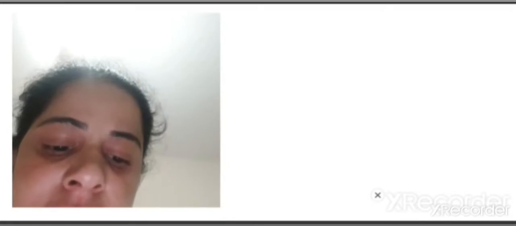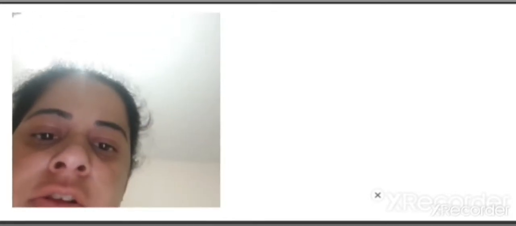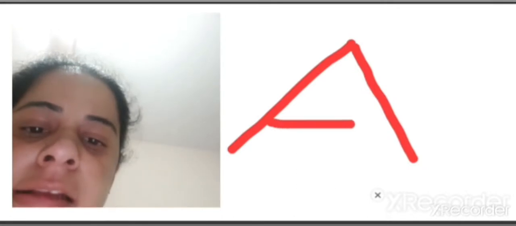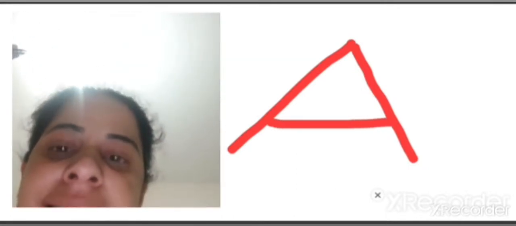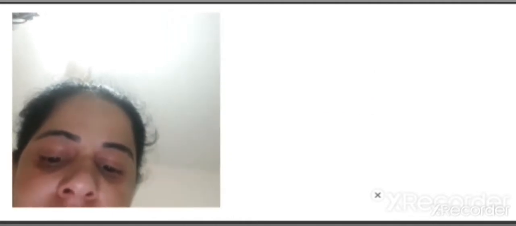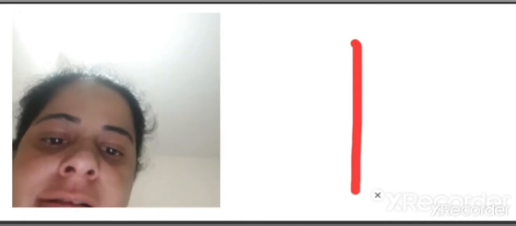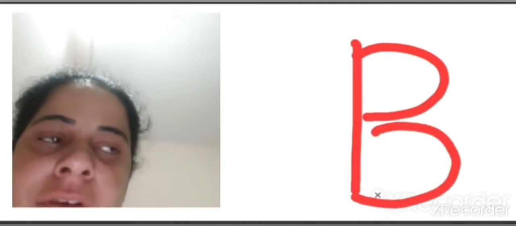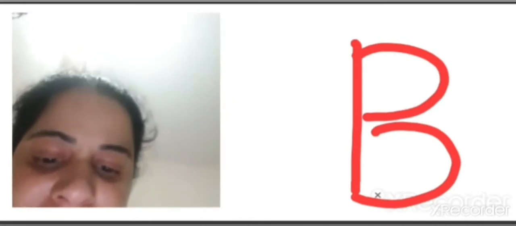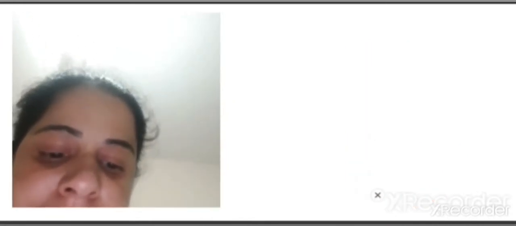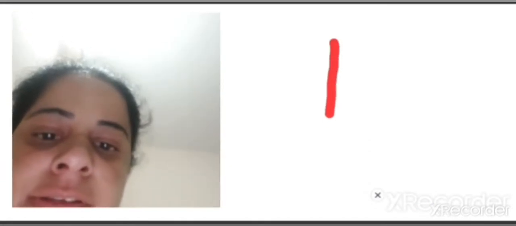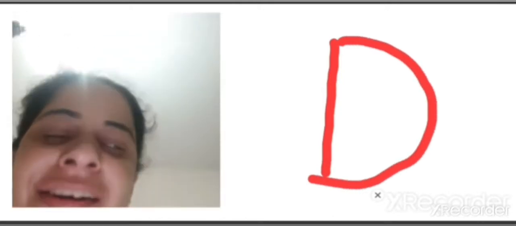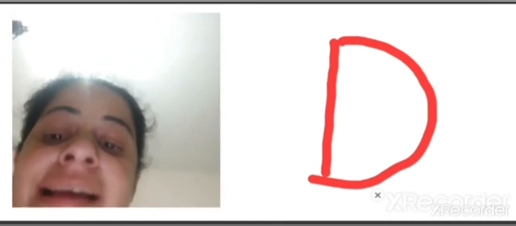Now we will draw the alphabets with the help of different lines. So this is your slanting line, this is also slanting line, and this is your sleeping line. Now which alphabet is this? A. Very good. Now we come to next alphabet. This is your standing line, this is your curve line, this is your curve line. Now which alphabet is this? B. Very good. Now we come to third alphabet. Which line is this? Standing line. And which line is this? Curve line. Very good. So this is your alphabet D.